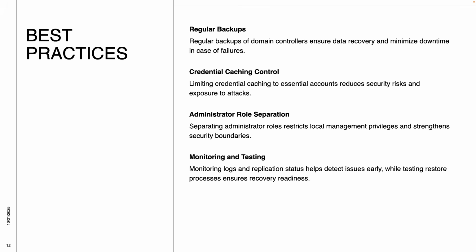Administrator role separation should be implemented to restrict the local management privileges. Monitoring RODC logs and replication status helps detect potential issues in early stages. Additionally, organizations should test restore processes frequently to ensure that the recovery procedures are effective. By adhering to these best practices, IT teams can maintain a secure and reliable Active Directory environment across distributed locations.